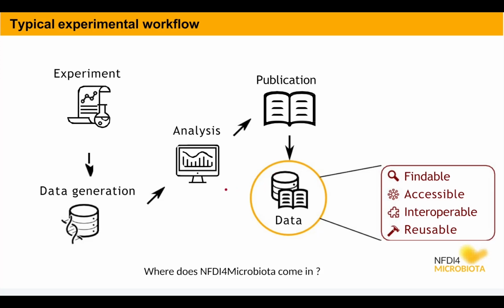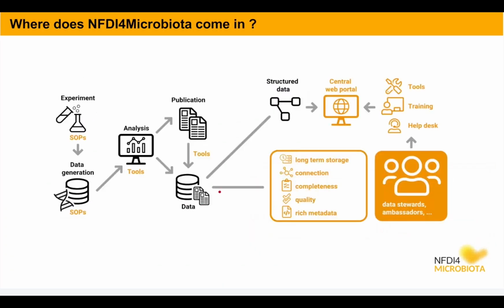So where does NFDI4Microbiota come in? Basically at every step of this way. So the idea is we provide the users with SOPs on how to best perform their experiments to make it afterwards easier to analyze the data in a standardized and quick way. This also counts for the data generation. We provide the tools to analyze the data, and also afterwards to connect publications with the data so that users who find a publication have an easy way of finding, okay, where is the data? I want this from a publication, where do I find this? All this leads to a kind of structured data deposit where they can access via a central web portal.